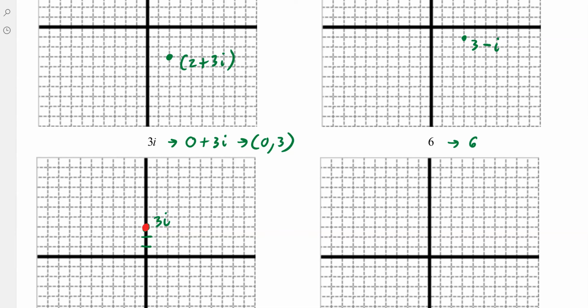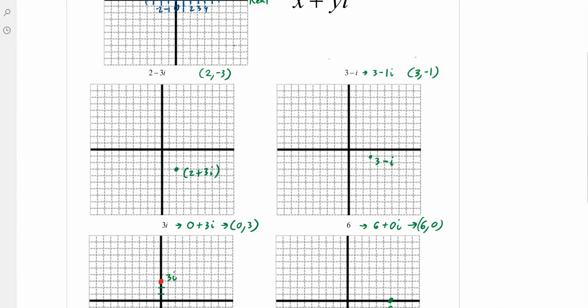Well, what if you have just plain old 6? So 6 would be just like you graphed when you were back in elementary school. This is 6 plus 0i. So its location would be (6, 0). So 1, 2, 3, 4, 5, 6, right there. See, it's on just the real number line. It's at 6, just like that. And that's it. That is how you graph complex numbers.